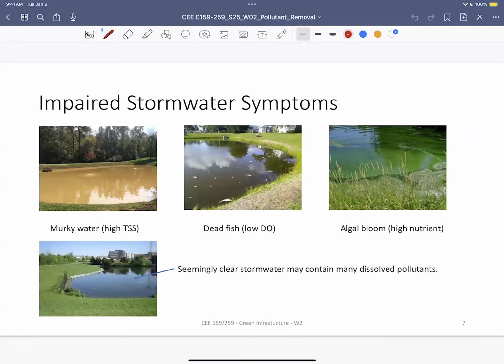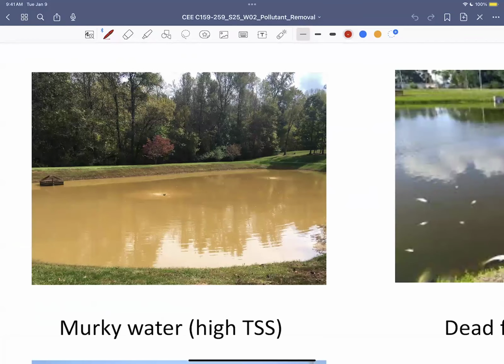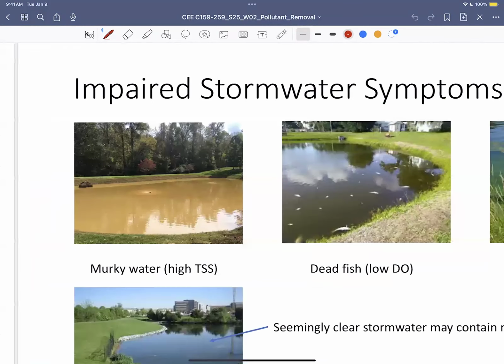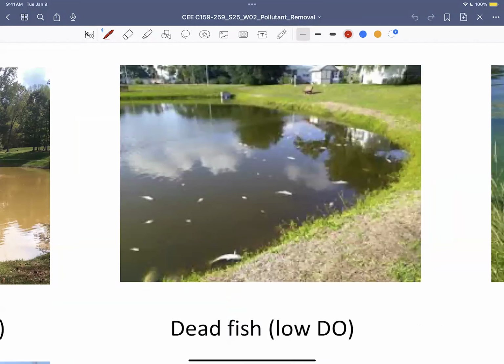These concentrations of pollutants have different effects, and they impair stormwater for different uses. For instance, just by looking at these pictures, you can see this water looks very murky or turbid, with a lot of particulates. That is the cause of the pollution here: total suspended solids. It looks brown. And then you can see that in some cases the fish are dying, and this is a symptom of low dissolved oxygen.